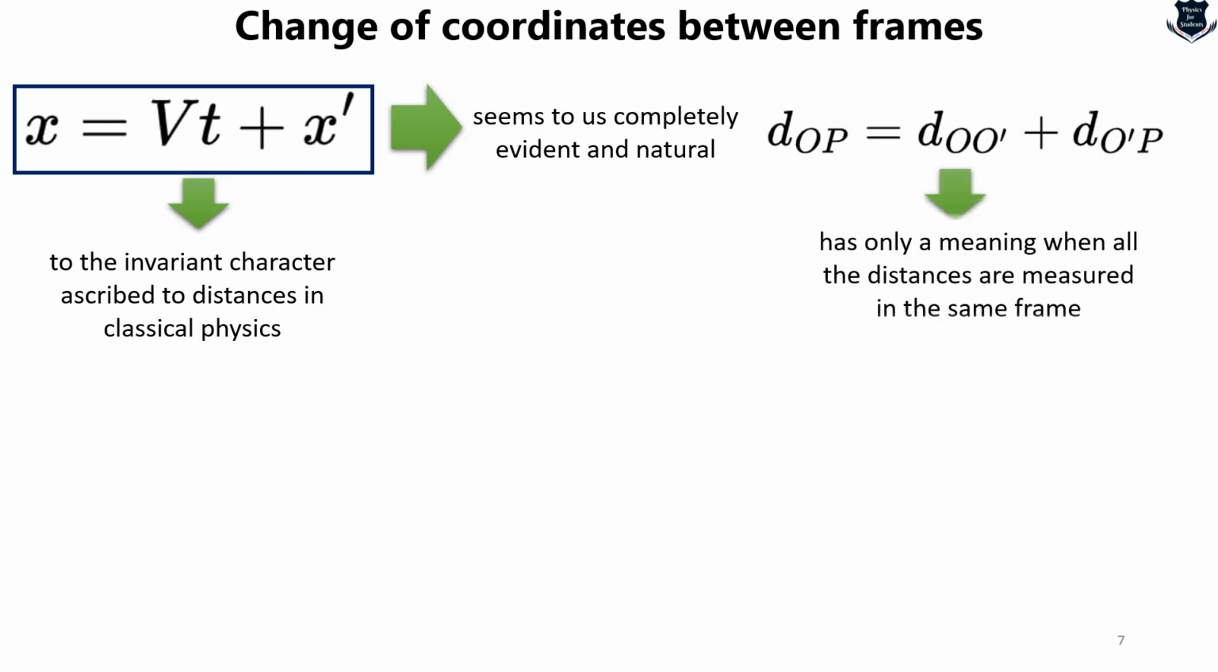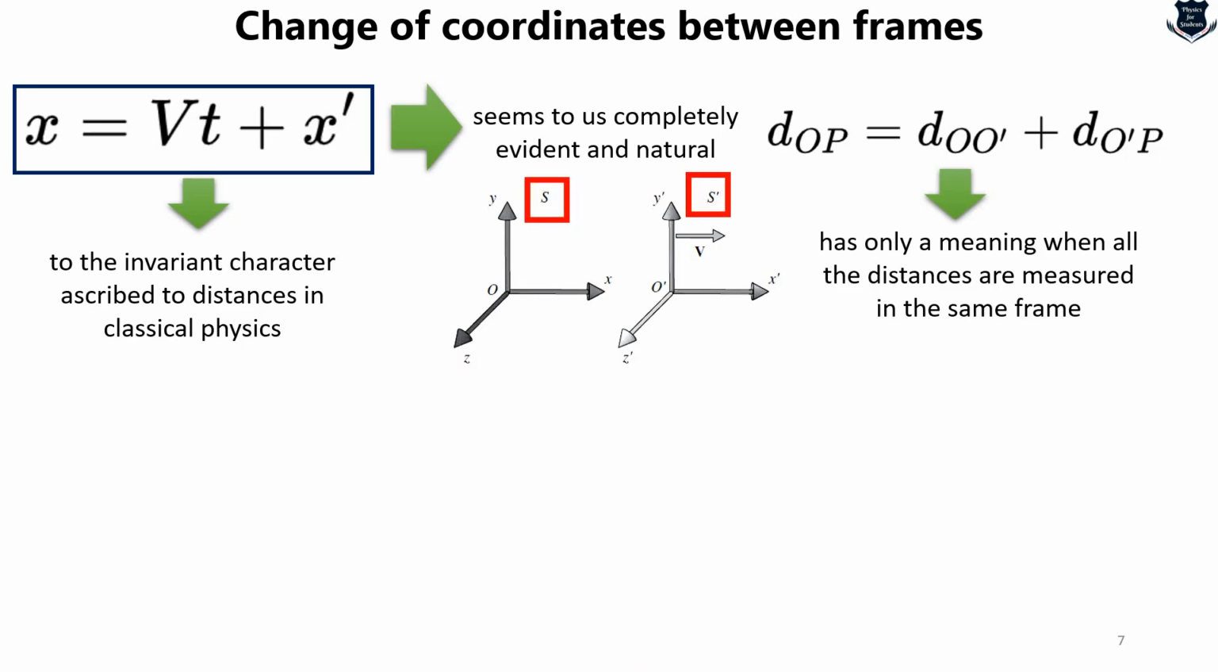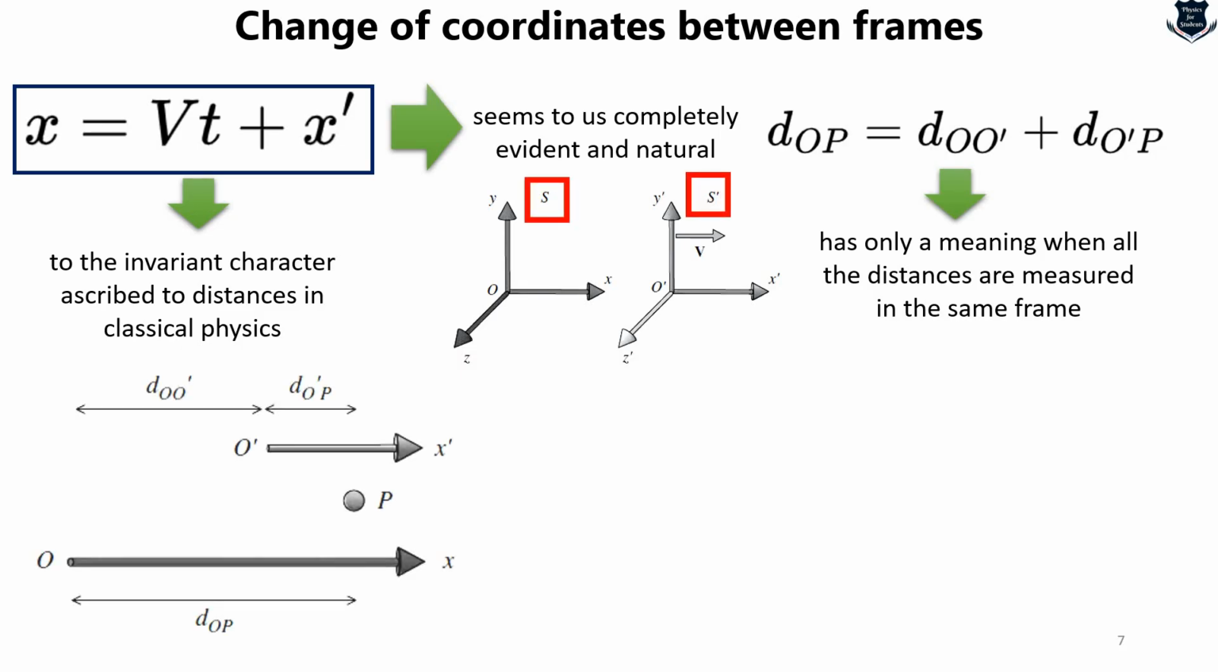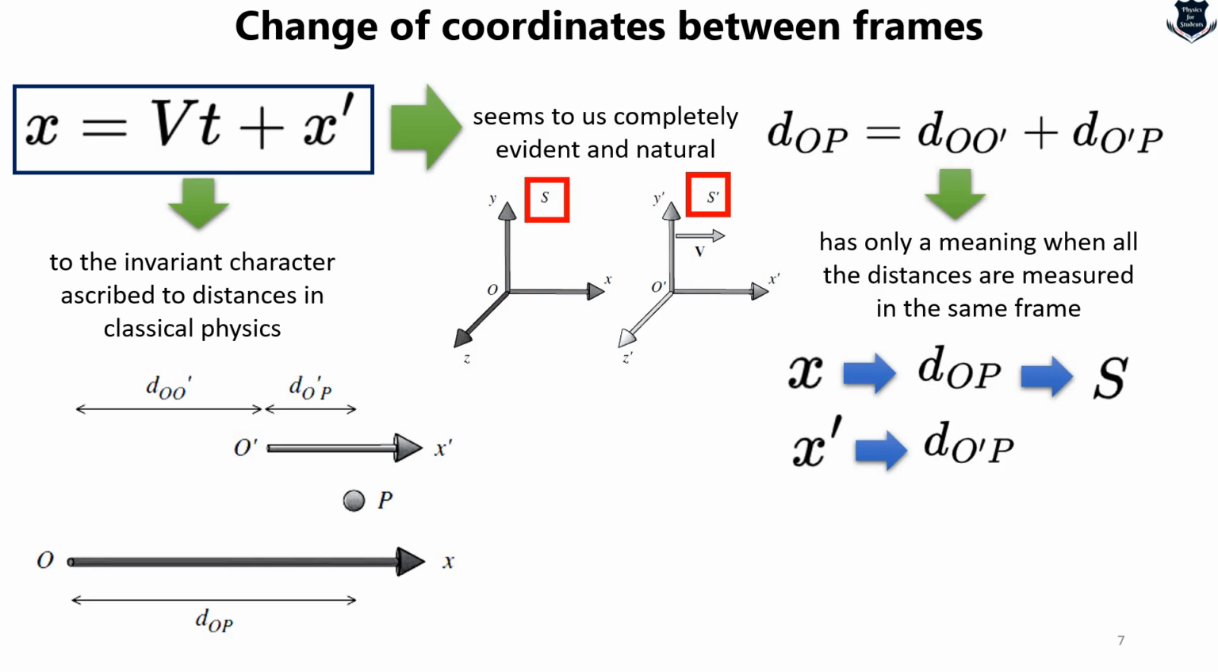This is only valid and has a meaning when all the distances are measured in the same frame. And what do I mean by the same frame? The S and the S prime. I am showing the picture on the left hand side so that things become easier to understand. Coordinate x is the distance DOP as measured in the S frame of reference, whereas x prime is the distance DO prime P, which is measured in the S prime frame.